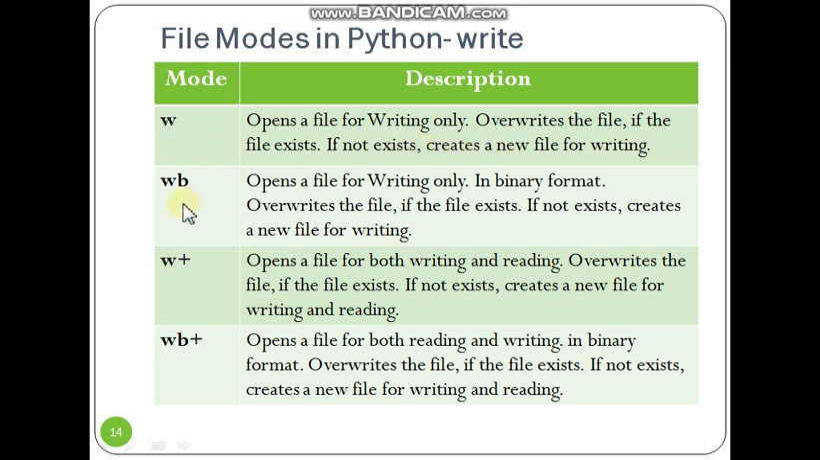Then if you want to open a binary file for writing, you must use WB. This means write only, opening a binary file for write only purpose. Just like W above, if the file already exists, it overwrites, otherwise it creates a new file. Then W plus is for both writing and reading purpose. Then WB plus means writing and reading purpose of a binary file.